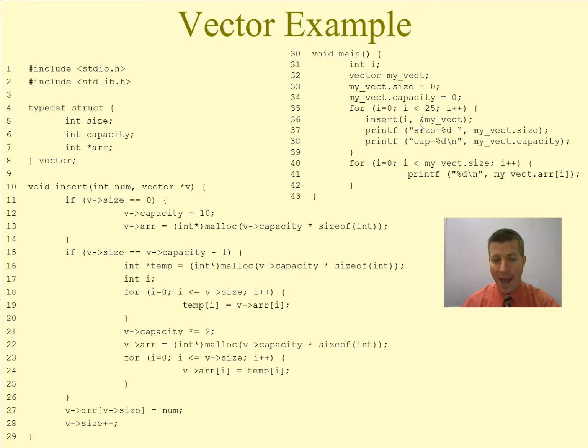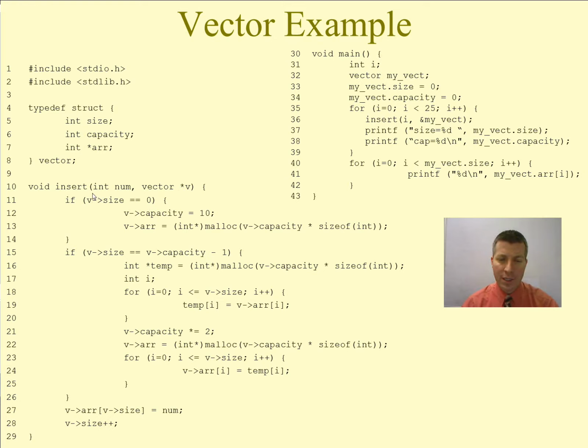The reason I'm passing the address is because inside of my insert function, you see that it's taking a pointer. And the pointer contains an address, so it's passing an address into this pointer variable that I have here, v. Now you see, the first time I come in here, the size of this variable v is going to be 0. So this if statement, if v arrow size equals 0, it does.